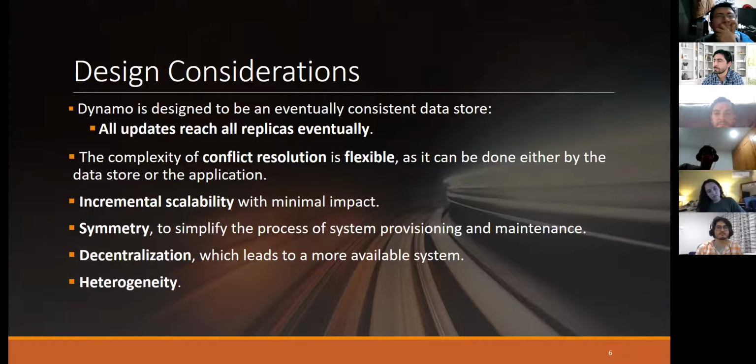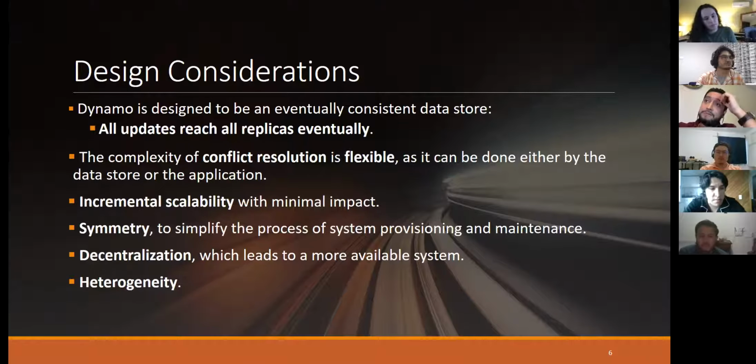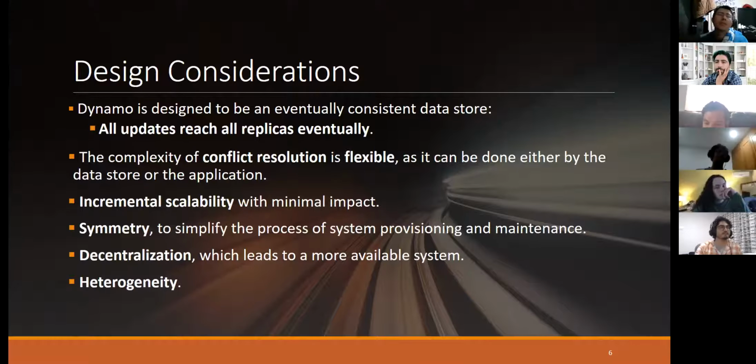This can be done either by the data store or the application. And we have more design considerations like the incremental scalability, which is one of the key design considerations of Dynamo. The symmetry, which stands for no distinguished responsibilities for the nodes. Decentralization, which means the design should favor decentralized peer-to-peer techniques, and of course heterogeneity. The work distribution must be proportional to the capabilities of the individual servers.